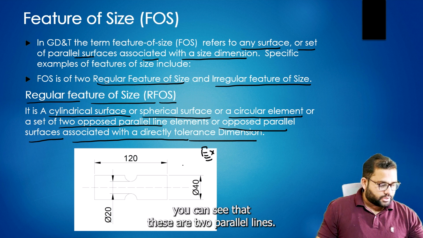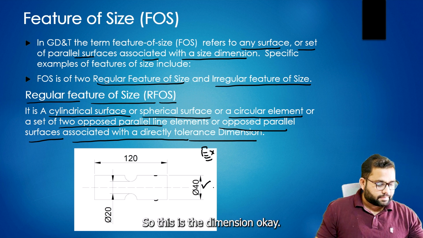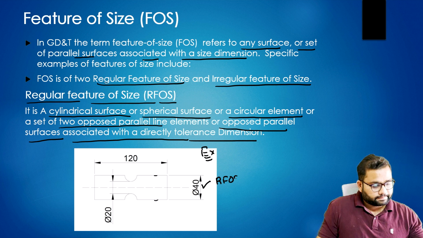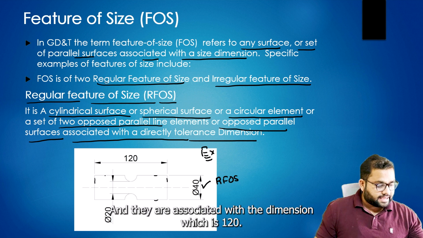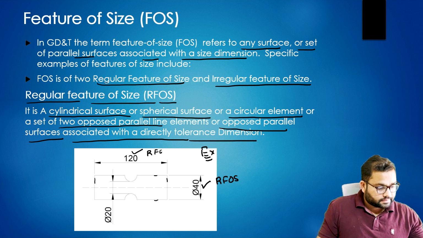In this example you can see that these are two parallel lines. This line and this line are two parallel lines. This is associated with the dimension. So this is the dimension. If this is associated with the dimension, it means this is a regular feature of size. In this dimension also, this line and this line are parallel to each other, and they are associated with the dimension which is 120. So this is also an example of RFOS.